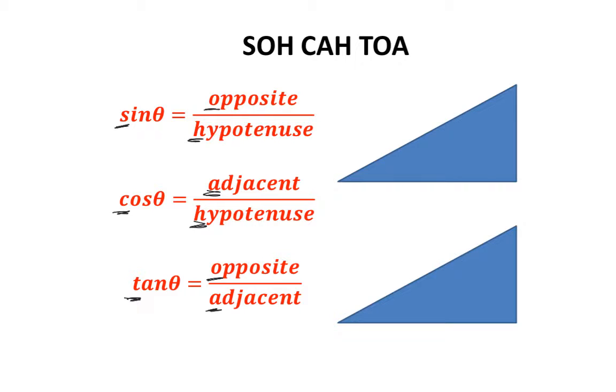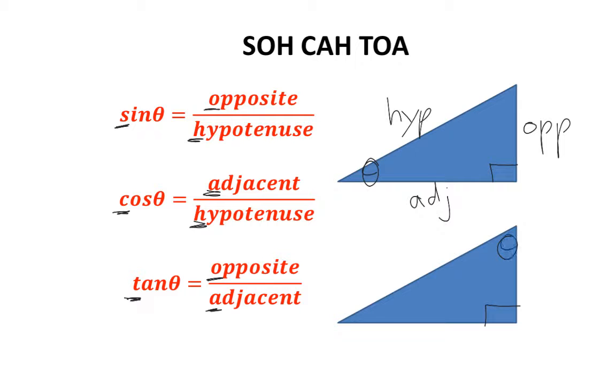These three formulas only work for right triangles, so I'm going to make these right triangles. If I was looking at this angle, that would make this side the opposite side, this would be the adjacent side, and the hypotenuse is going to be opposite to the 90-degree angle.